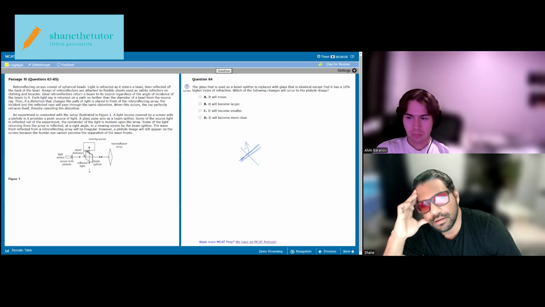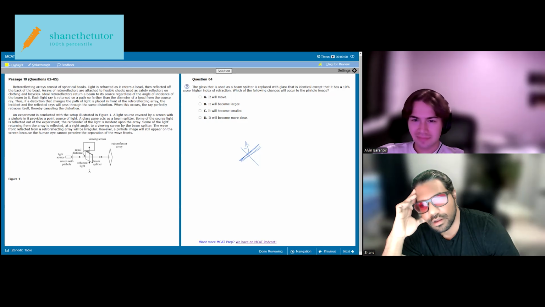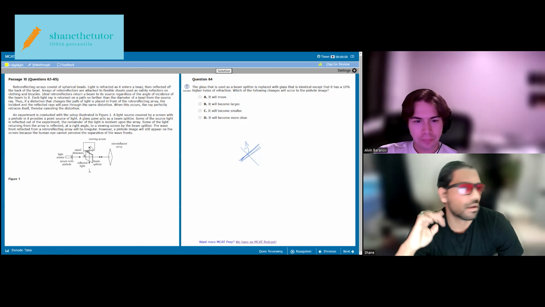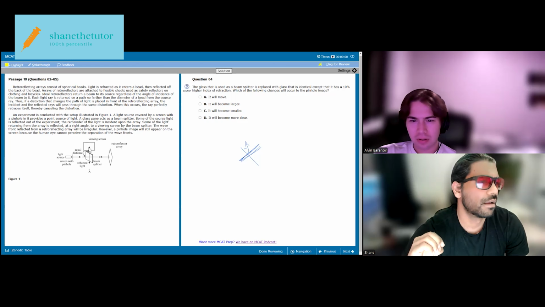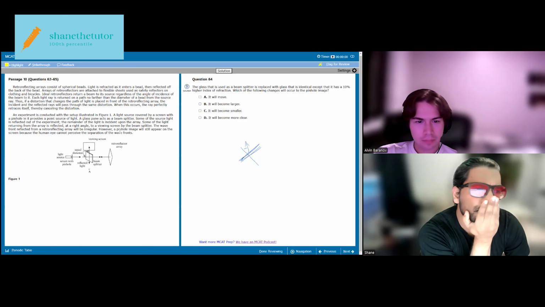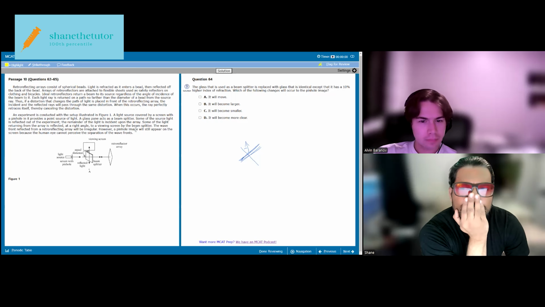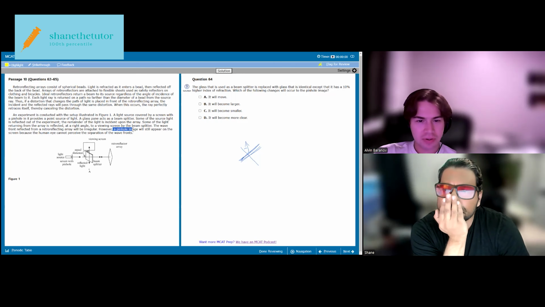Wouldn't it just be like that previous question? I don't know. So 10% higher index of refraction. They're trying to make us conceptualize, so the pinhole image is what's on the viewing screen? Yeah, the pinhole image is on the screen.